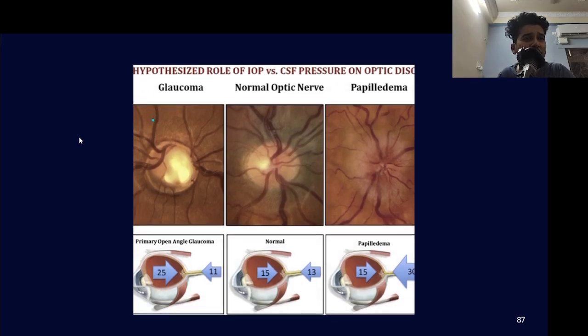In this image we see glaucoma, compared to the normal optic nerve, compared to the papilledema. And here you can see the difference between the pressures inside the eye and outside the eye.